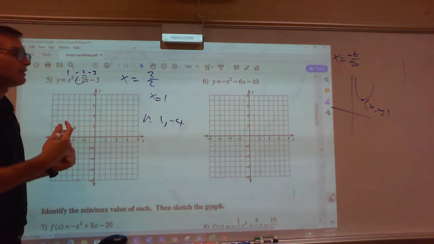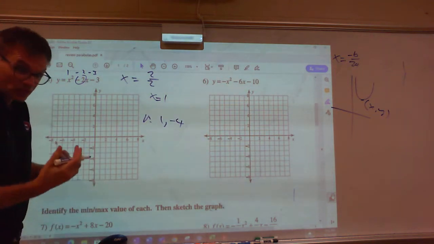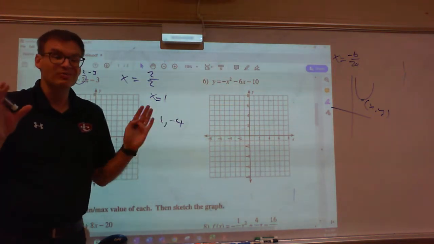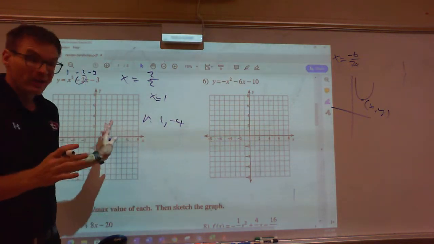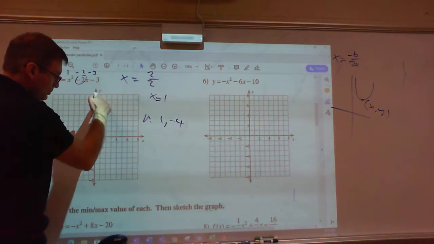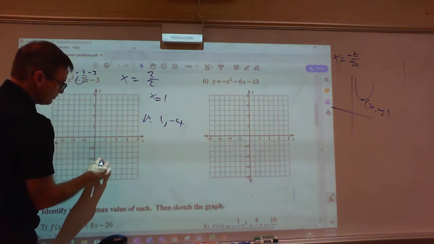All right, now our goal isn't just to find the vertex. Our goal is to graph. So here's how it works. If you were able to print it out, great. If not, draw a grid, and we're going to talk about some things. As far as our grid goes, we're going to plot the point 1, negative 4. That's easy.